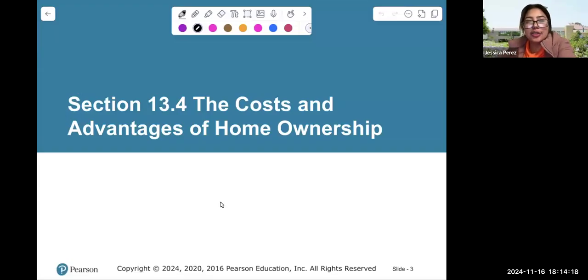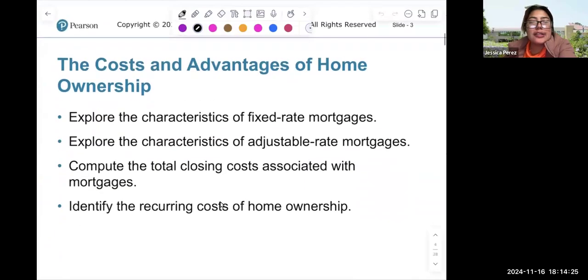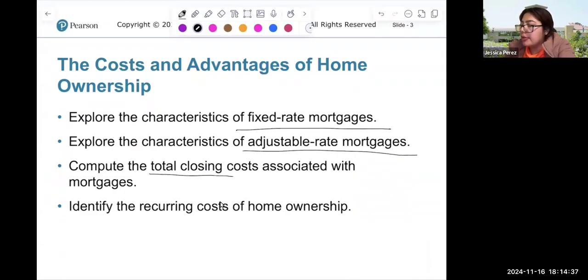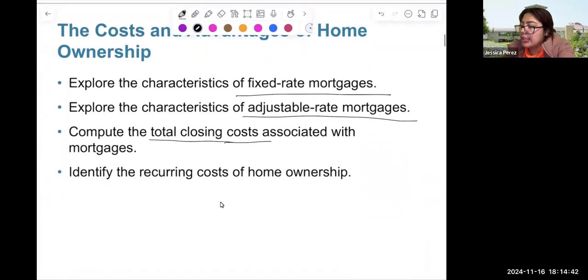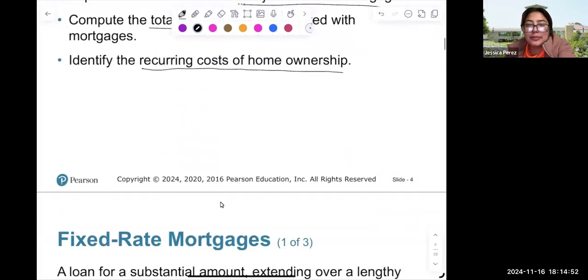Hello and welcome to section 13.4, the costs and advantages of home ownership. In this section we're going to explore the characteristics of fixed rate mortgages and adjustable rate mortgages. We're going to compute the total cost and closing costs associated with mortgages, and identify the recurring costs of home ownership. So everything is going to be homes and mortgages in this section.